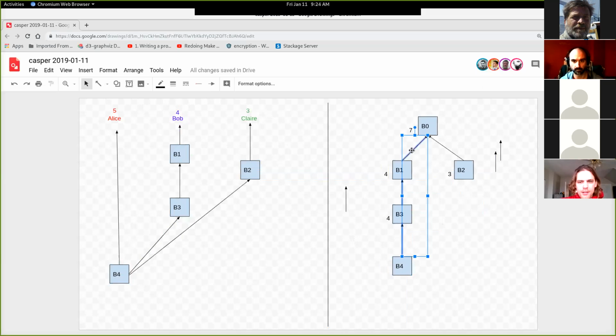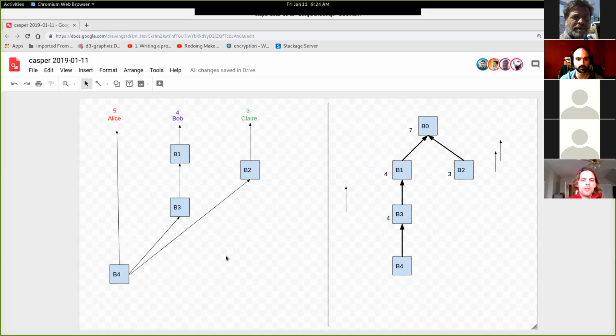Yeah, this looks good. So main parents are going to be shown with heavy arrows. Yeah, okay. So far everything has been exactly the same as blockchain Casper, right?